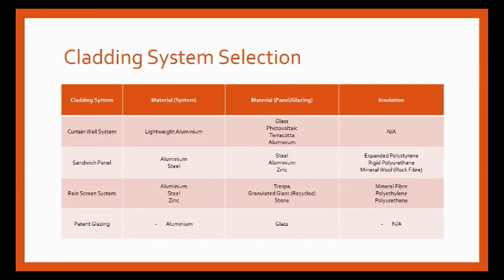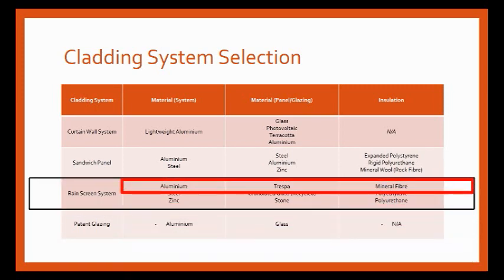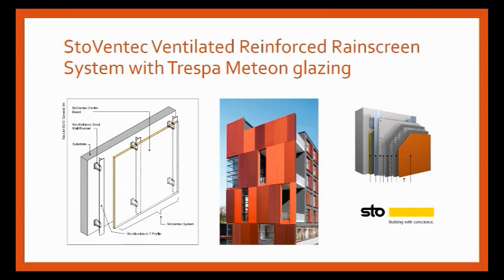So the system that will be used for SU developments is a Sto Ventec ventilated rain screen cladding. I chose this system because it was the most suitable for the design specification in hand, as it provides an efficient level of insulation with the use of mineral fibre to obtain the required U-value of 0.22. It features a Meteon Trespa glazing, which is a high pressure compact laminate made up of natural fibres and thermosetting resins, making it blast and vandal proof.